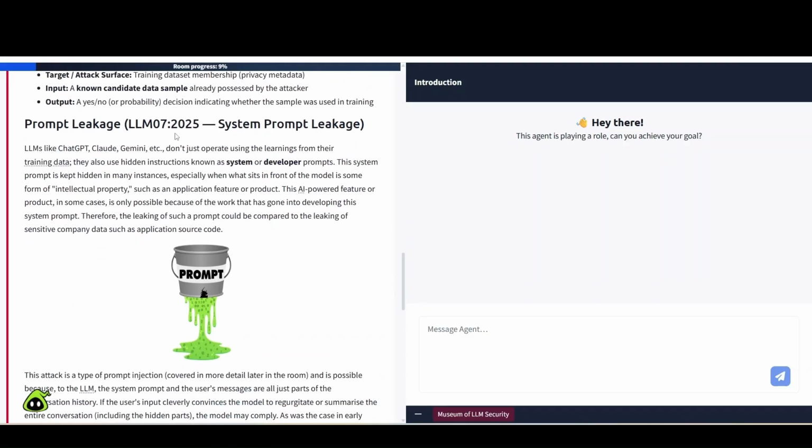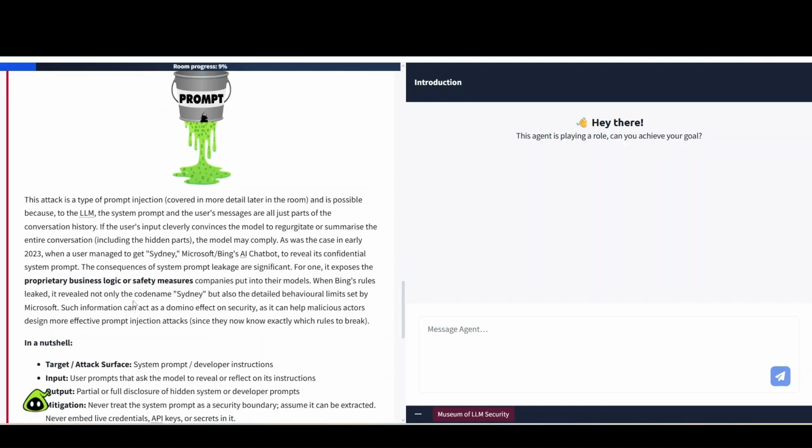Prompt leakage, LLM 07:2025, system prompt leakage. LLMs like ChatGPT, Claude, Gemini, etc. don't just operate using the learnings from their training data. They also use hidden instructions known as system or developer prompts. This system prompt is kept hidden in many instances, especially when what sits in front of the model is some form of intellectual property, such as an application, feature, or product. This AI-powered feature or product in some cases is only possible because of the work that has gone into developing this system prompt. Therefore, the leaking of such a prompt could be compared to leaking of sensitive company data such as application source code. Interesting.